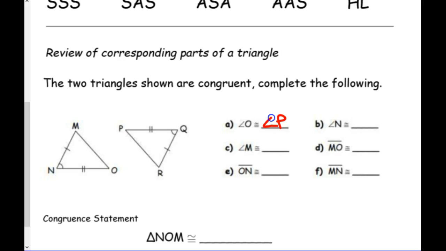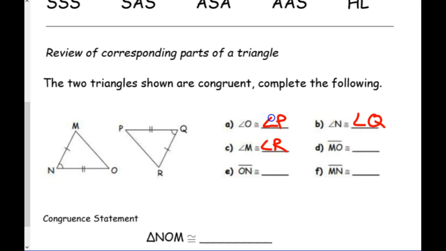I'm asking you N. We're going in alphabetical order here. So letter N. Okay, angle R is not right. Okay, N has one arc, Q has one arc, so angle Q. Now it's angle M, which is congruent to what? Angle R. All right, now, side MO is corresponding and congruent to what?